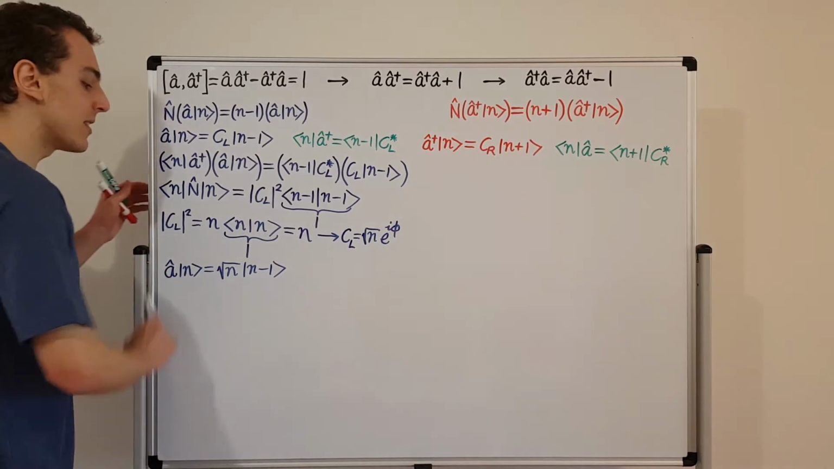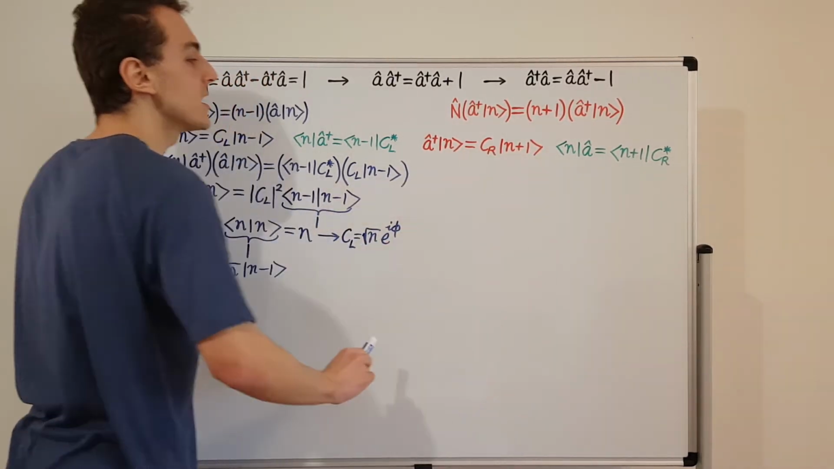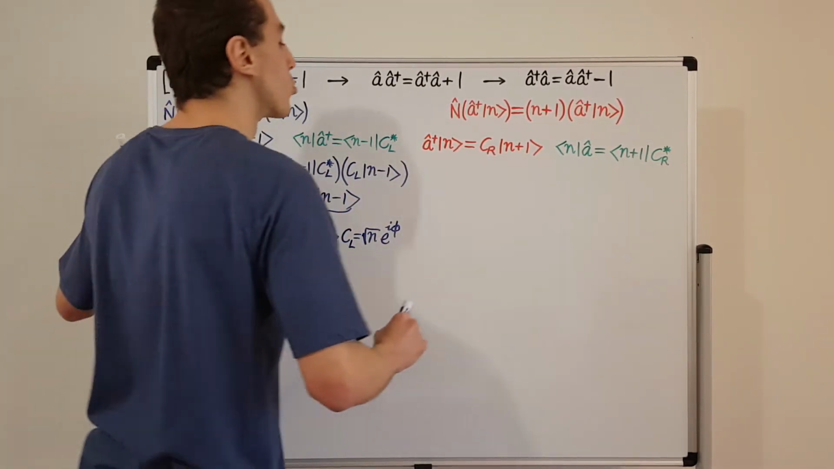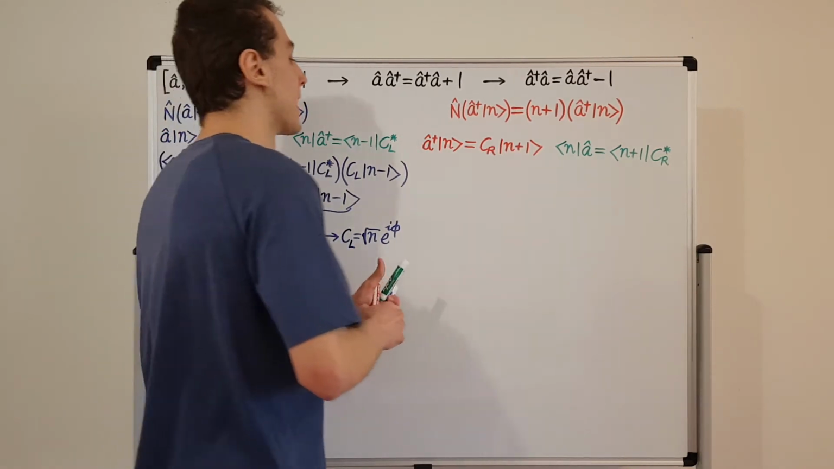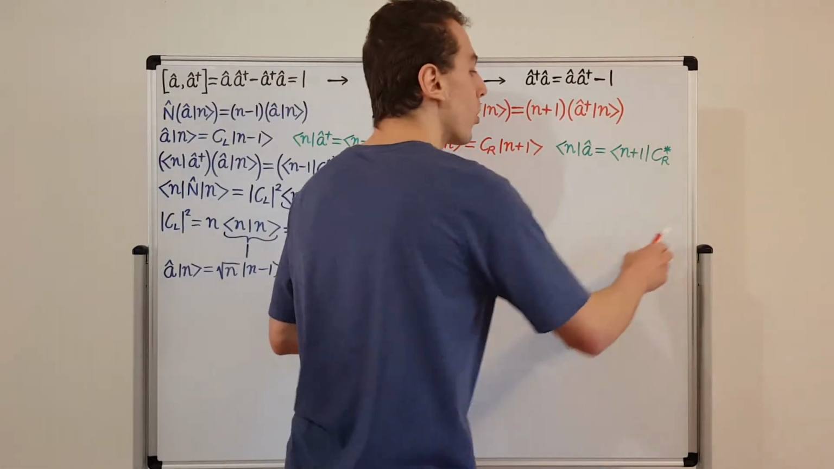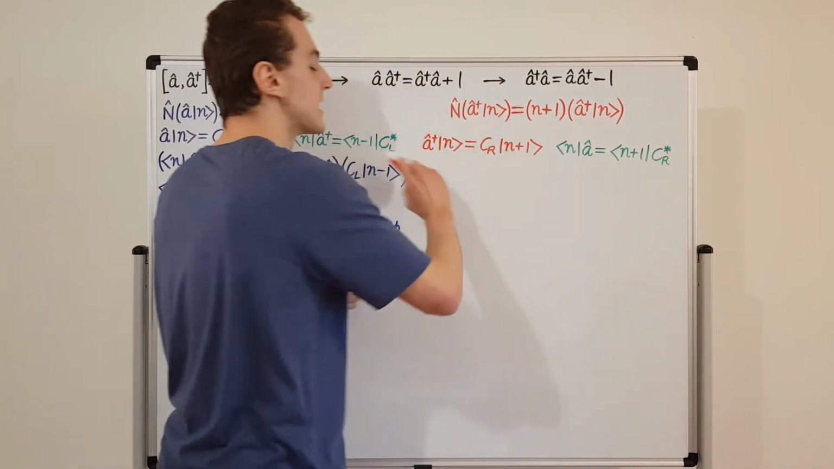Now, let's do the same thing for the red equation over here. Let's do this for A dagger, for the raising operator. So let's see what's going to happen. We have to take the inner product of this bra equation with this ket equation.